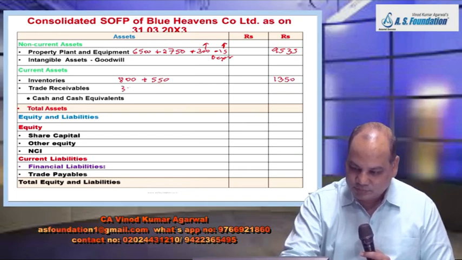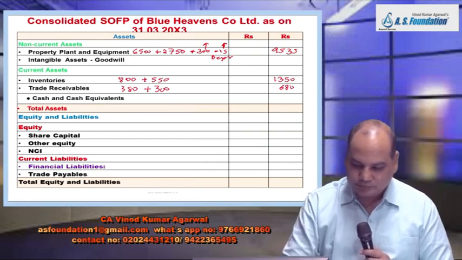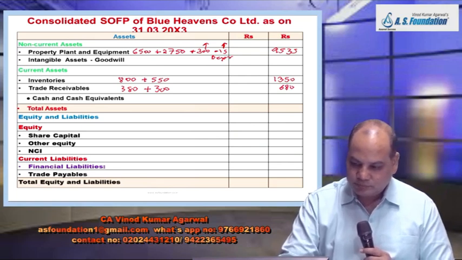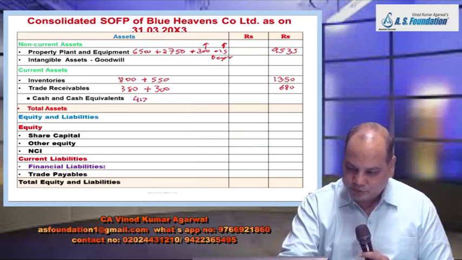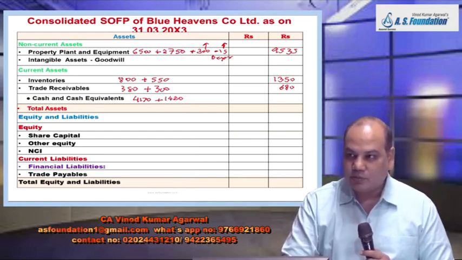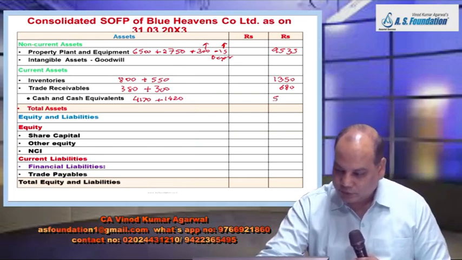Trade receivable 380 plus 300, 680. Cash and cash equivalent 4170 plus 1420 is how much? 5590.